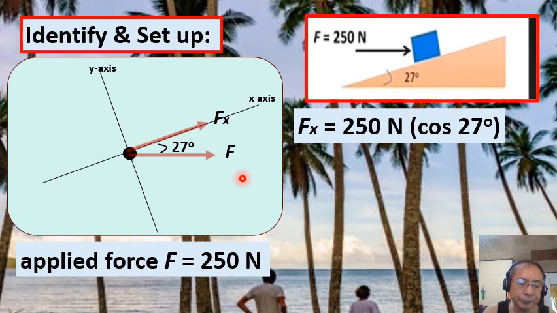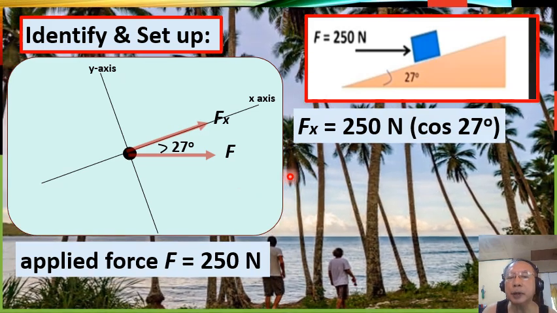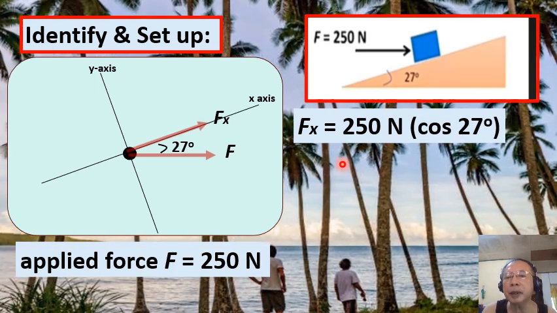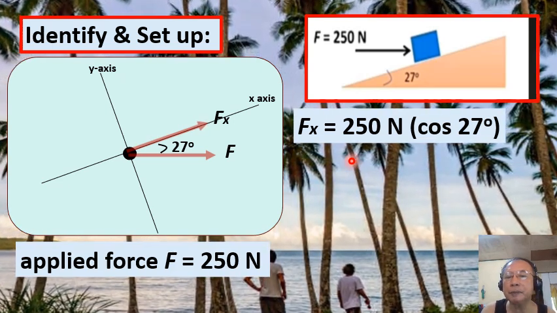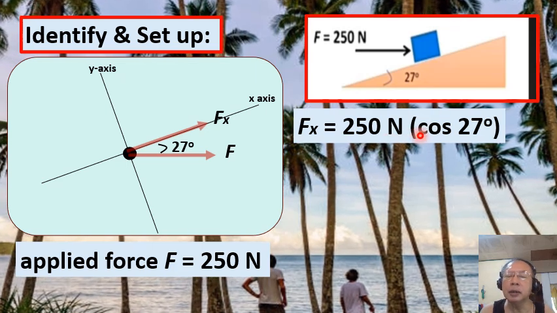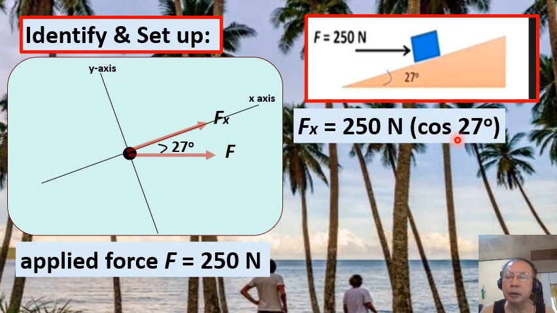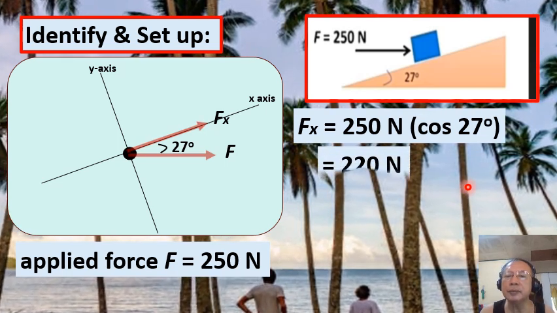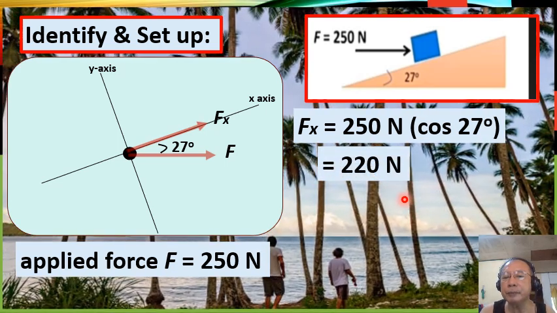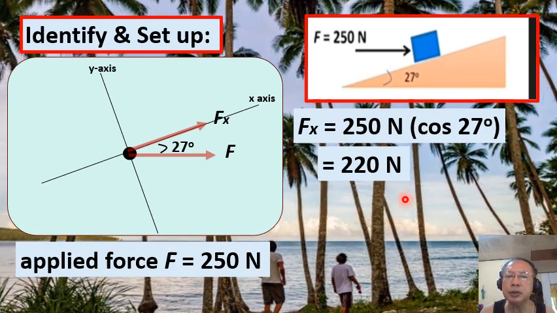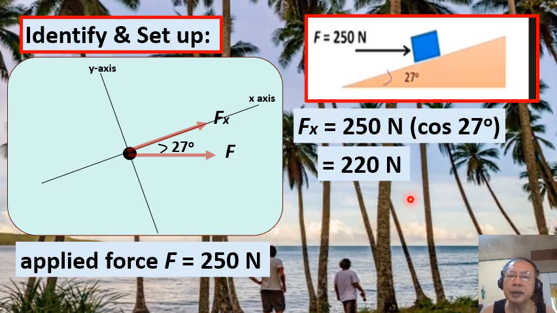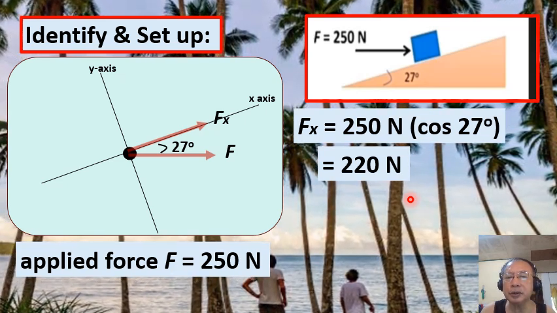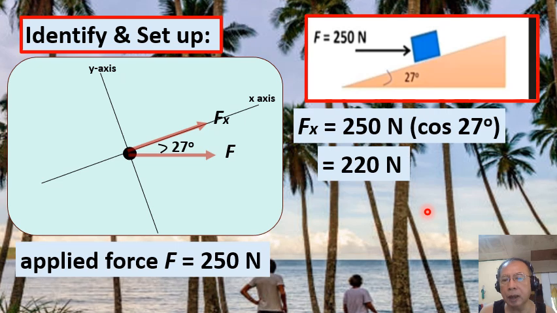Its x component, labeled Fx, can be expressed as the product of the force F, or 250 newtons, times the cosine of the angle 27 degrees. That is, the x component of F is equal to 220 newtons and is directed into the positive x direction or up the incline.